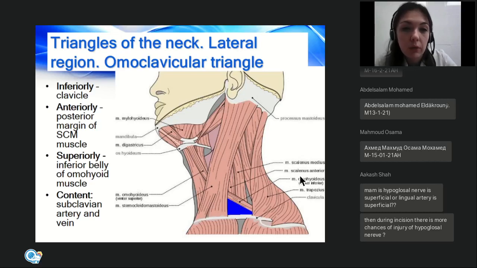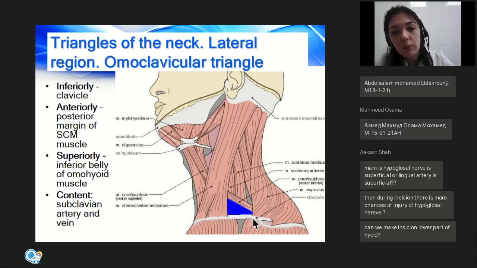So let's continue. Omoclavicular triangle, trigonum omoclaviculare. It is inferiorly bounded by the clavicle. That's why it is omoclavicular.